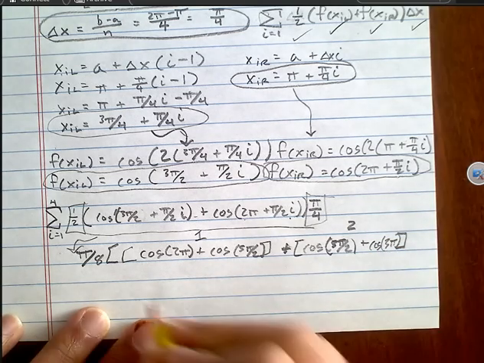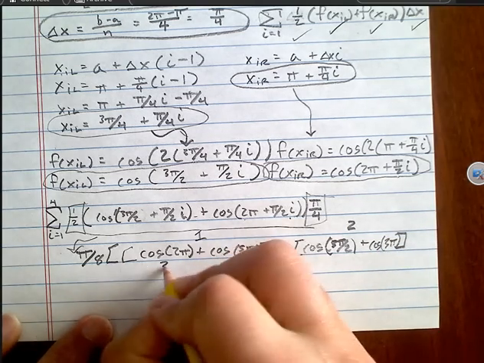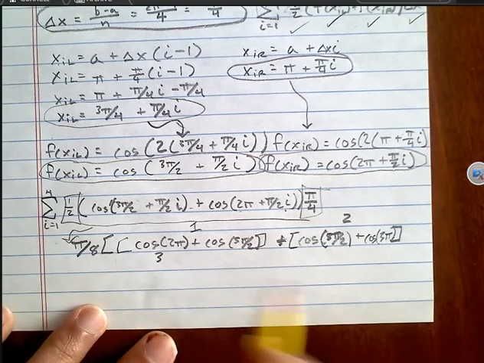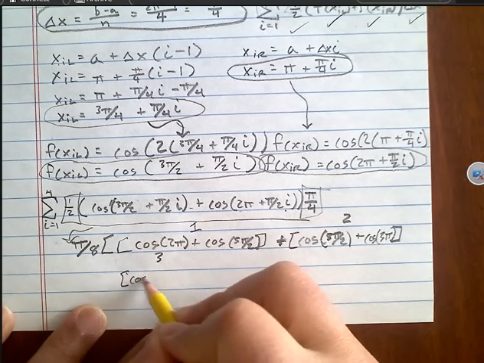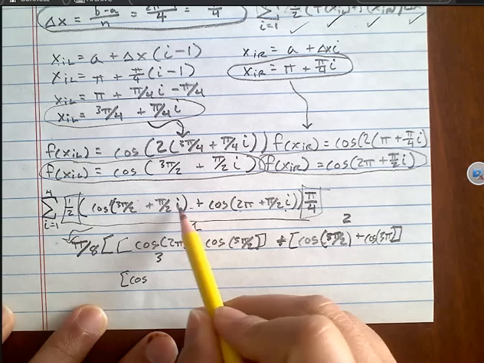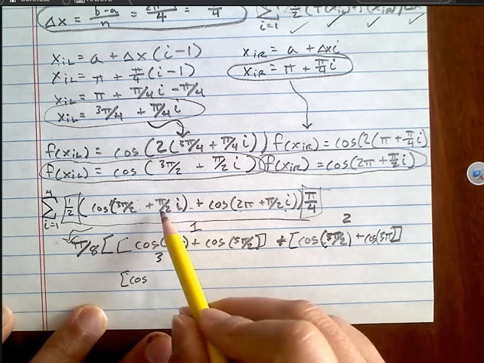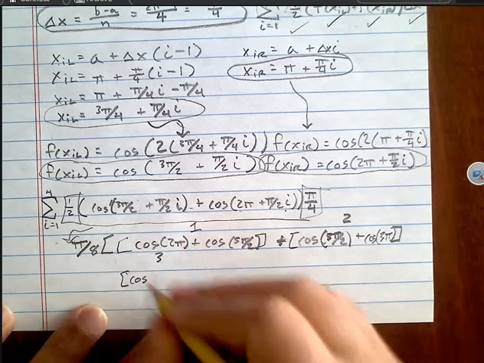Alright, now plug in 3. Okay, so we have now cosine. Alright, plug in 3, you get 3 pi over 2. 3 pi over 2 plus 3 pi over 2 is 6 pi over 2, which is 3 pi.